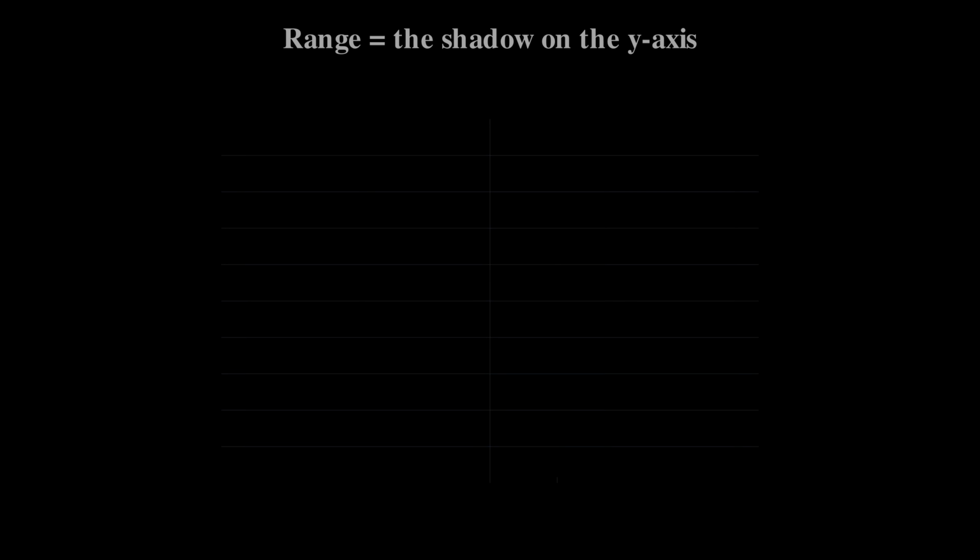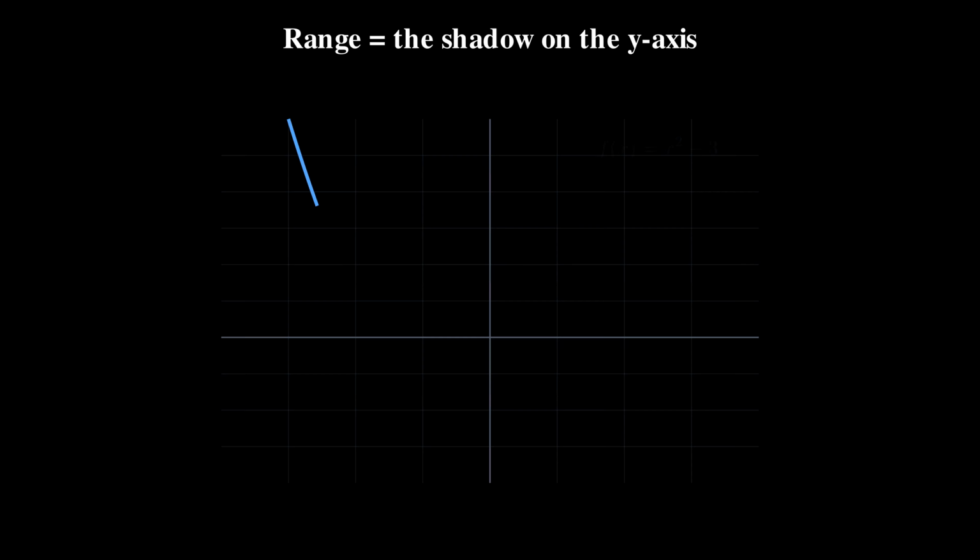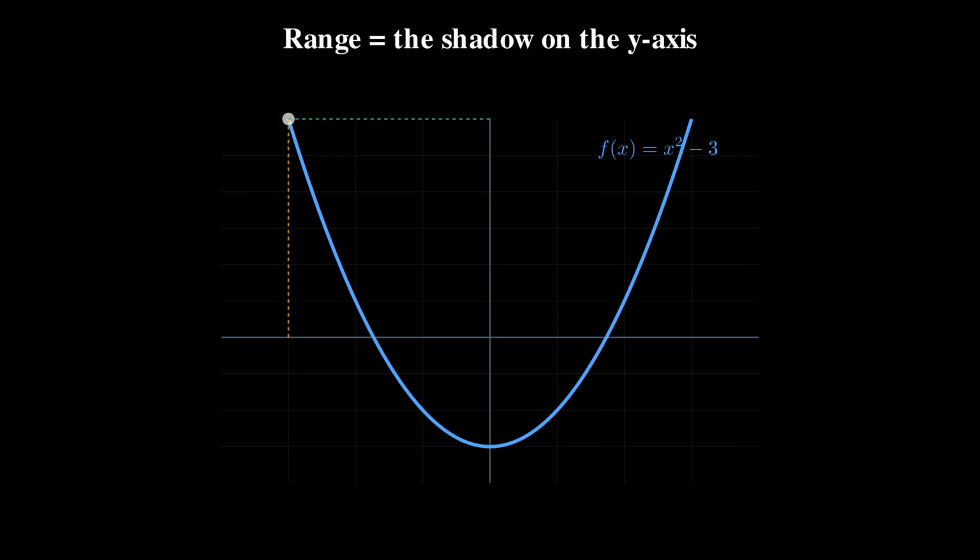Here's the picture that makes range click. Let a point ride along the curve. Drop a line straight down to the x-axis, and you read off the input. Run a line across to the y-axis, and you read off the output. Now sweep the point across the whole graph, and watch the two shadows it casts. As the point travels, its shadow on the x-axis sweeps out every input we use. That's the domain. And its shadow on the y-axis sweeps out every output we get. That's the range.